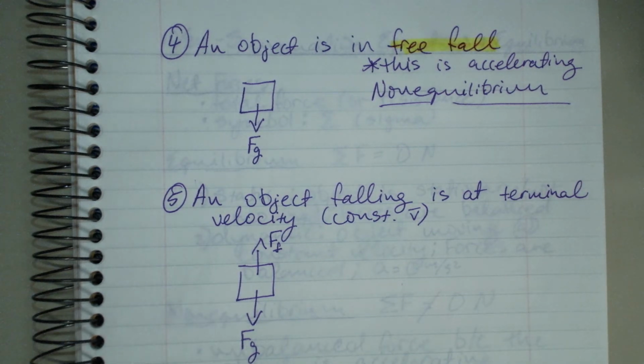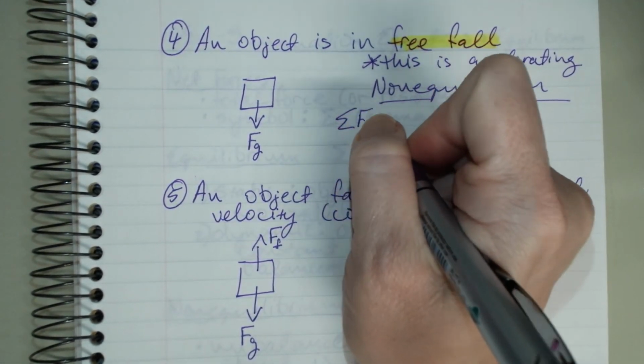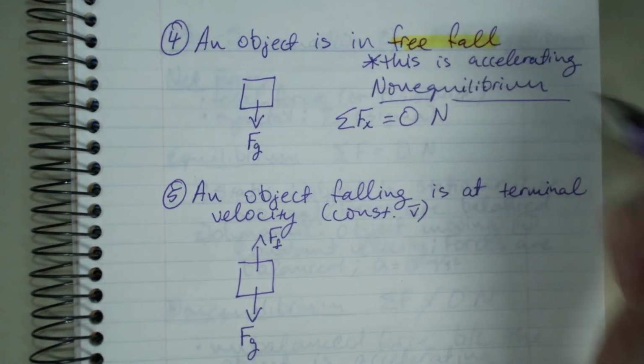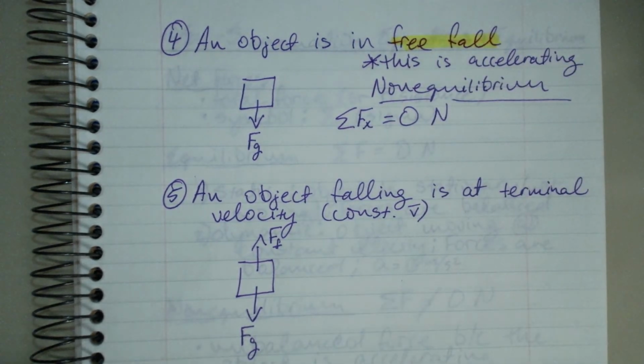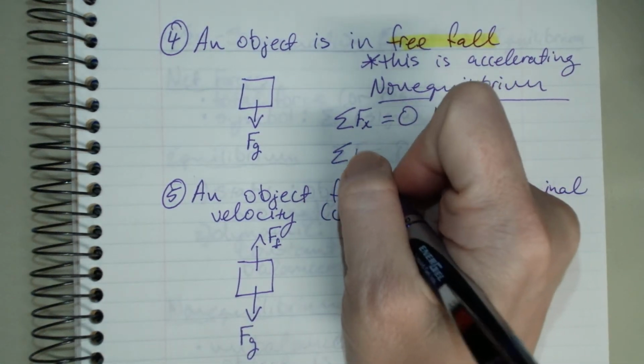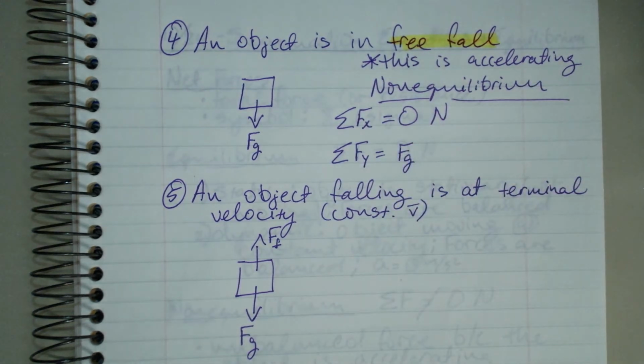So in this case, I don't have any F net in the x, so I just say my F net in the x equals 0. It doesn't really need an equation, but it's 0. You do need to note that there's nothing going on in the x direction. But now my F net in the y direction is equal to FG, because that's the only thing there in the y direction. So it's FG.